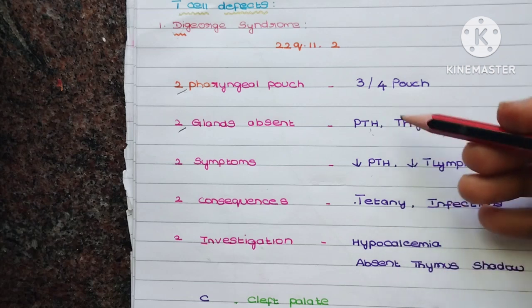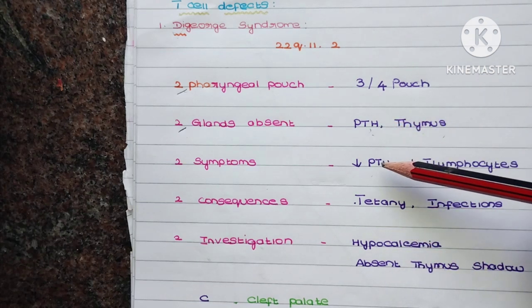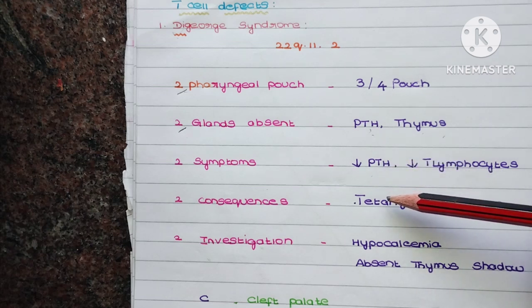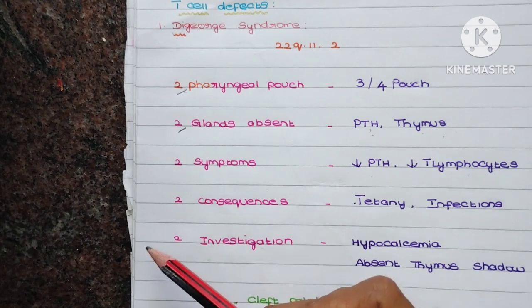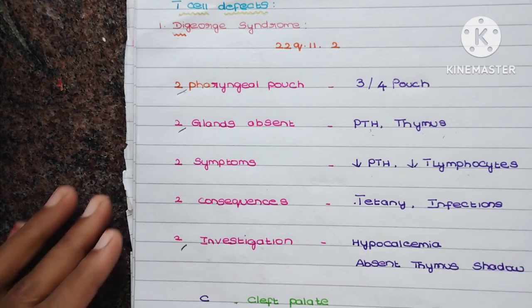It is like a flow chart. Because of absence of the parathyroid gland, parathyroid hormone is decreased, so calcium level is decreased, which leads to tetany. And because of the thymus, decreased T lymphocytes will be there, which leads to infections. So what investigations can be done? Again 2 investigations. One is for hypocalcemia and another is to look for the thymus shadow. So this is clear, right?